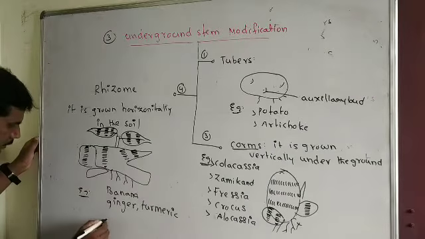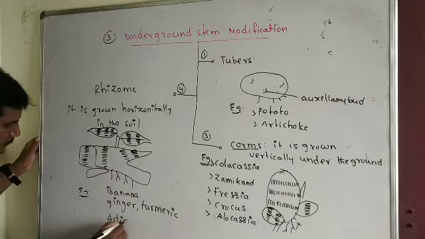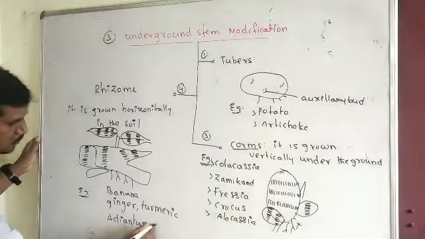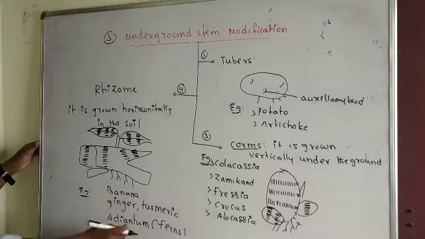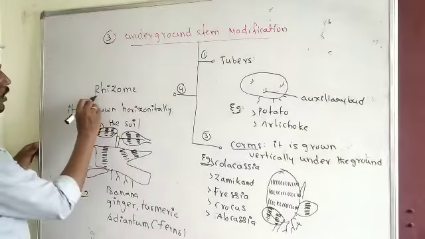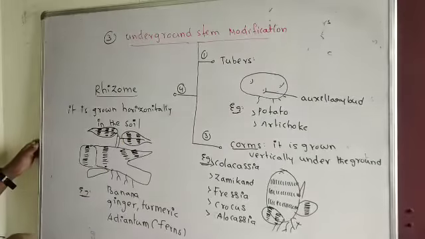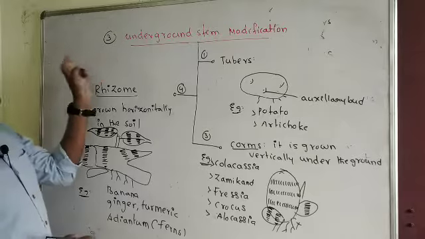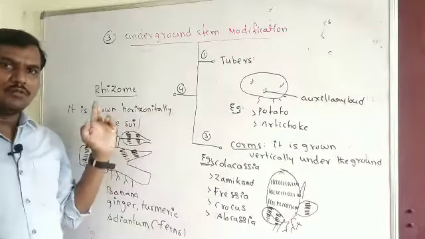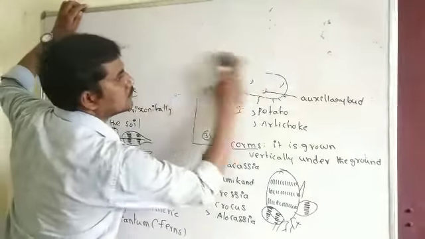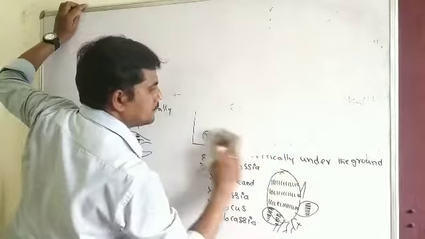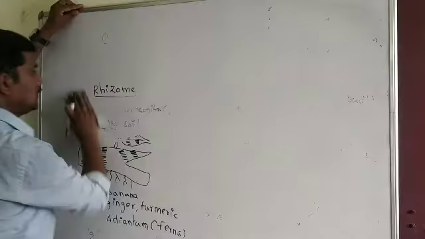One more example here, adiantum, all comes under the ferns. This also shows underground stem modification, that is rhizome. So these are about the modification of the underground stems. Now let us start special modification of the stem. Very important.